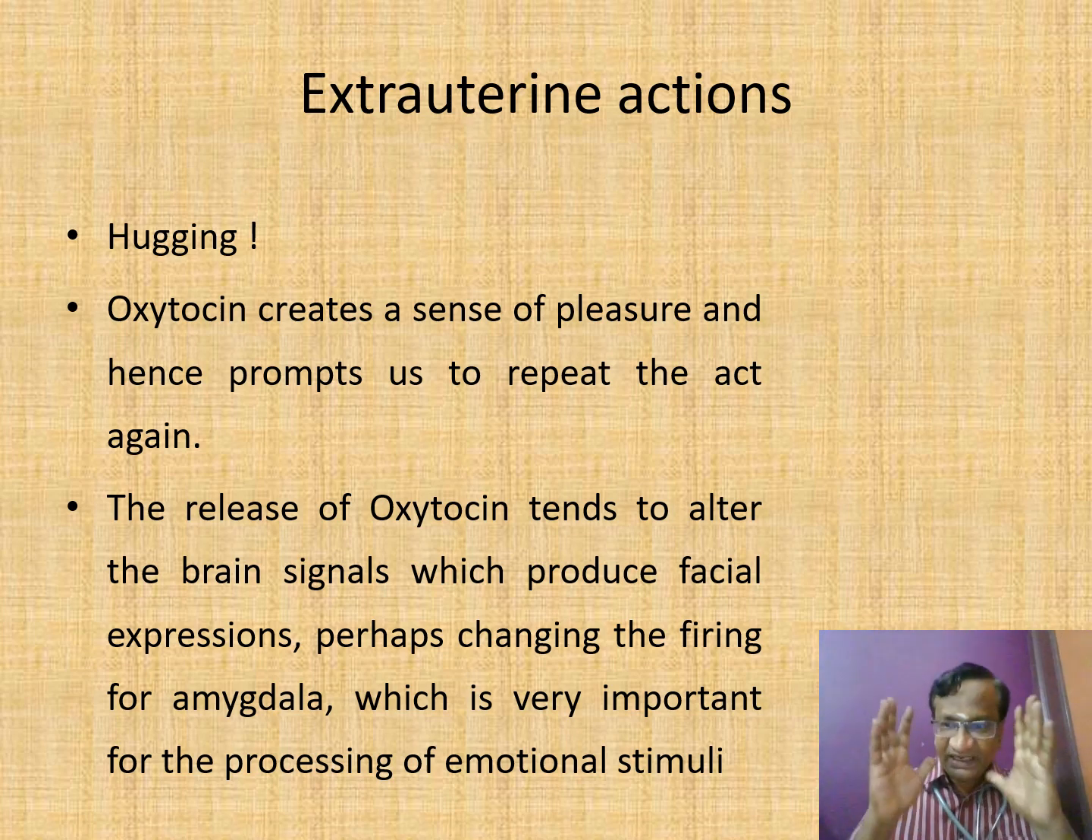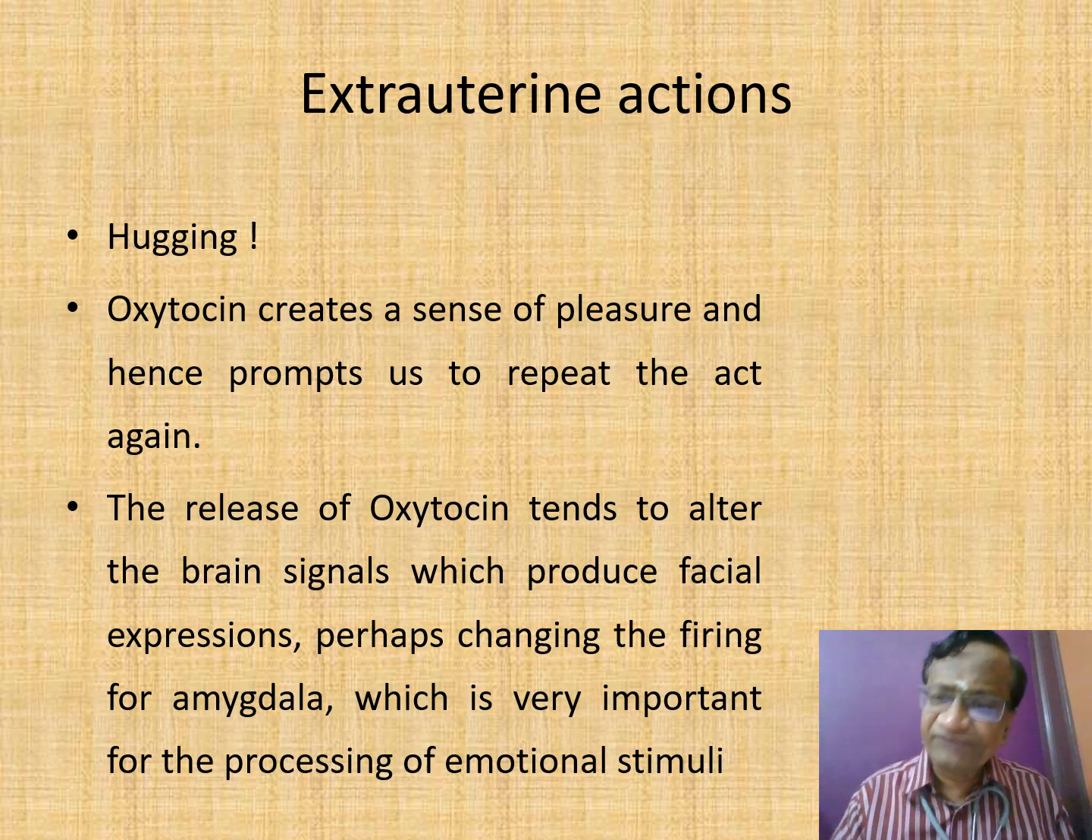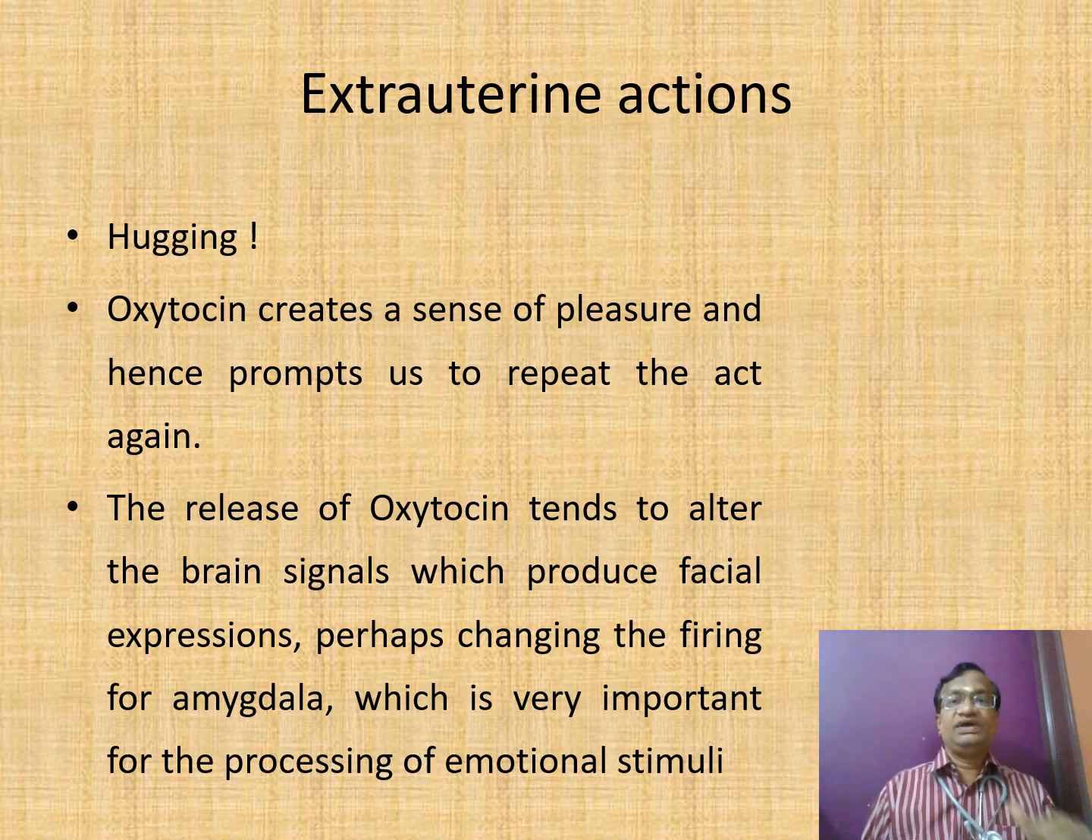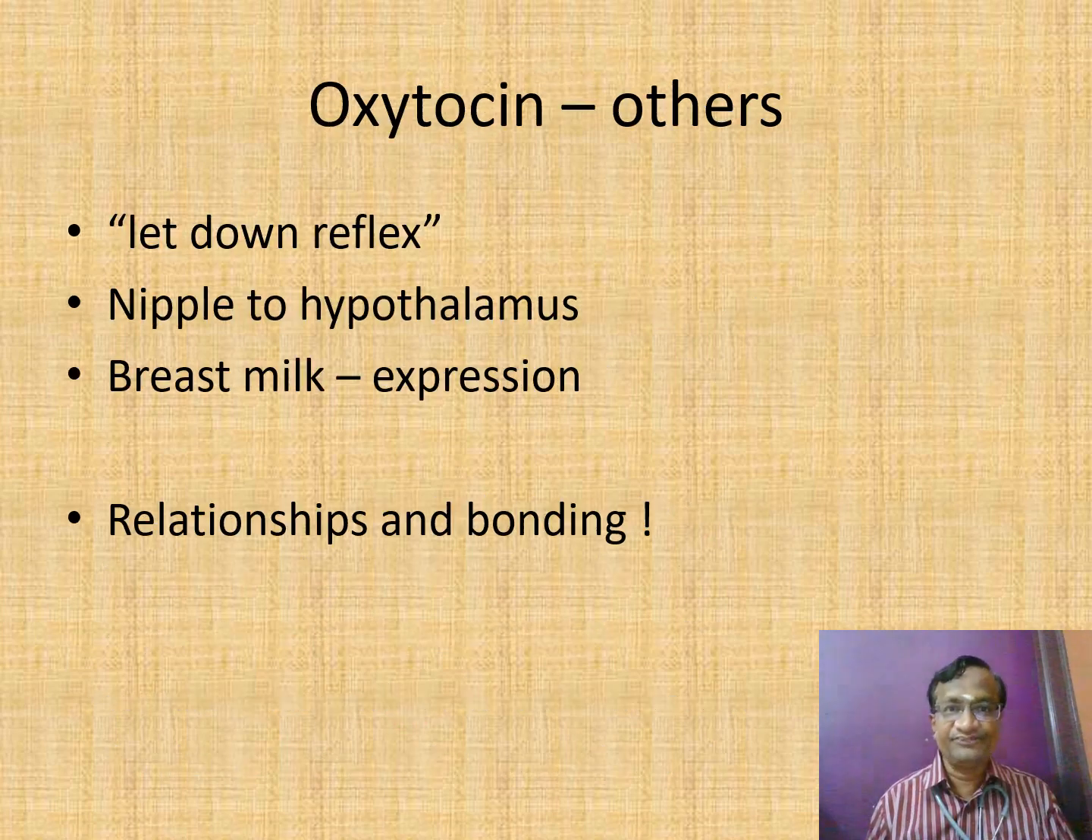Now, this is about myometrial contraction followed by an incomplete or infrequent relaxation. This is about its action on the uterus. Now we go to extrauterine actions. Oxytocin creates a sense of pleasure, prompts us to repeat the act, like hugging. The release of oxytocin tends to alter the processing of emotional stimuli. Let-down reflex, nipple to hypothalamus, breast milk expression, relationships and bonding with breast milk, and baby-mother bonding. All these things, oxytocin is involved.